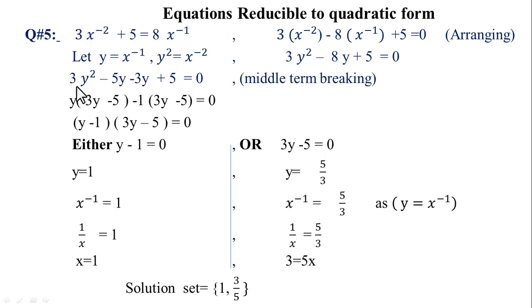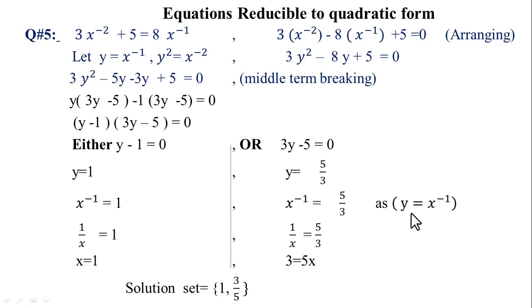Now in the first two terms, y is common, so y into 3y minus 5. Here minus 1 is common, so 3y minus 5 is equal to 0. Now we have two factors: y minus 1 into 3y minus 5 is equal to 0. Either y minus 1 is equal to 0 or 3y minus 5 is equal to 0. Now y is equal to 1 or y is equal to 5 upon 3.